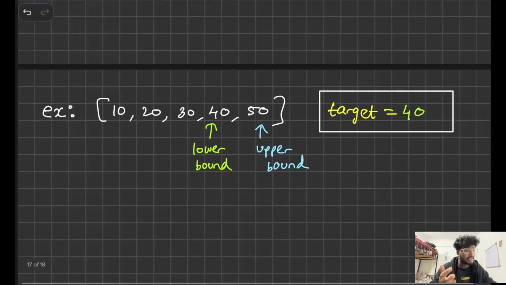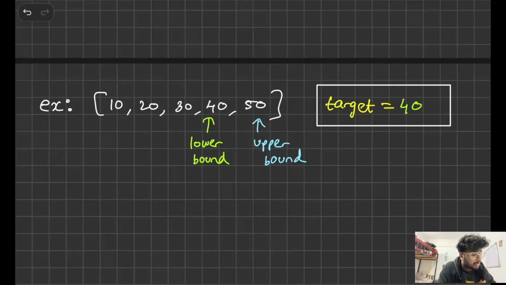So let's get into the example. We have target equal to 40 in this sorted array of 10, 20, 30, 40, 50. I'll pass this array and this target to my lower bound function and upper bound function. Lower bound would return an iterator to an element which is greater than or equal to 40. As we can see, 40 does exist in the array, so it would internally implement binary search, and we will have an iterator to 40 here as 40 exists in the array.